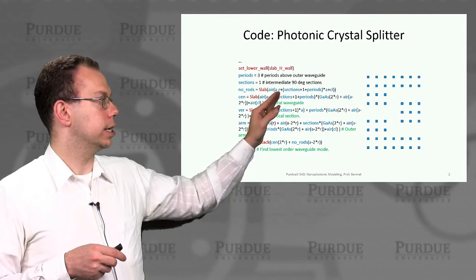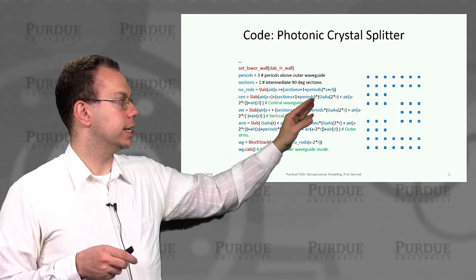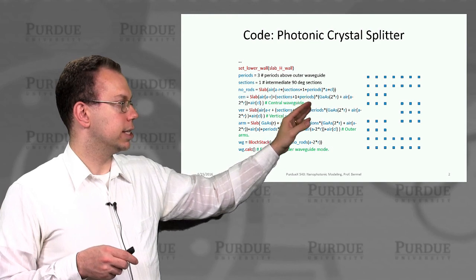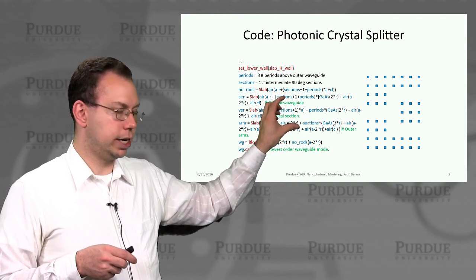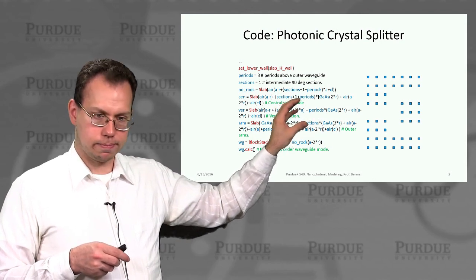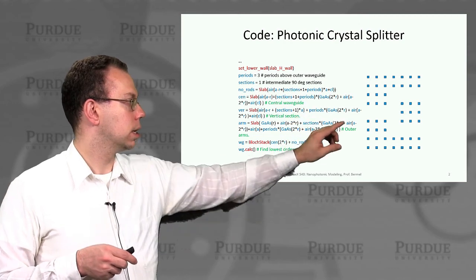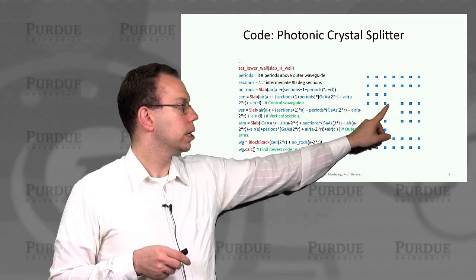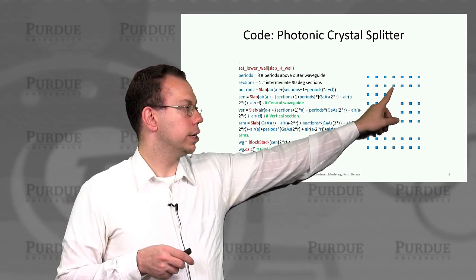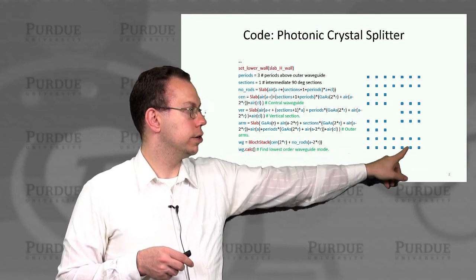And so this is essentially defining some terminology here for basically the periodicity and the number of intermediate sections, and then basically setting up these different geometric regions within the structure. One region which has no rods, so that's basically this structure over here. And then we have a central region, which is here. We have a vertical region, which looks like this. And then we have the arm region here, where we have the two arms.